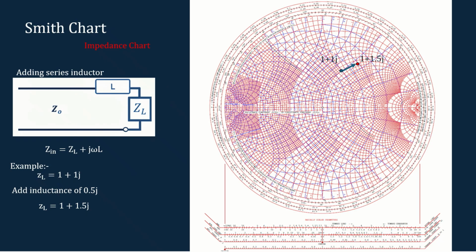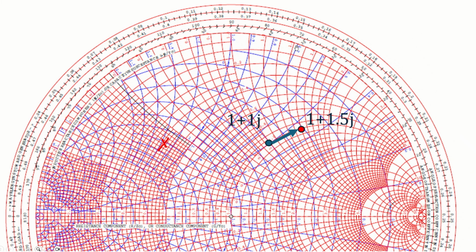Here you can see that this is how it is done. If we have the load impedance and have to add 0.5, just move to the point where the value will be 1.5. This is 1.4, and this inductance is 1.6, so this line corresponds to 1.5. So the total inductance value is 1.5. This value represents the total input impedance if we are adding a series inductor.